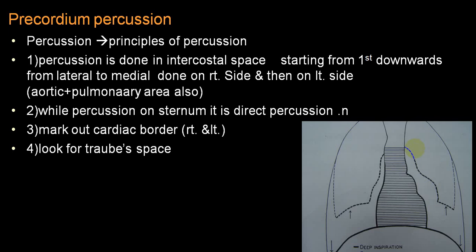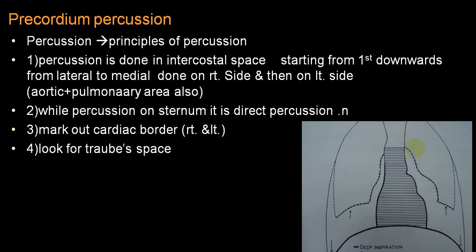dullness looks like a flask shape, and the dullness is stony dull. It is more in favor of a massive pericardial effusion. And over this, you can demonstrate what we call shifting dullness. I'll explain at this stage only.